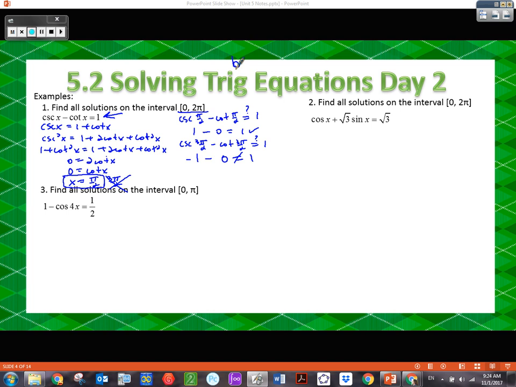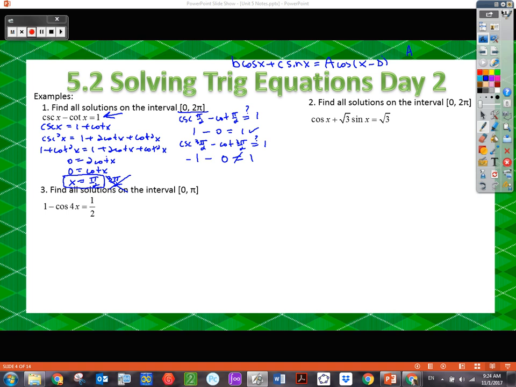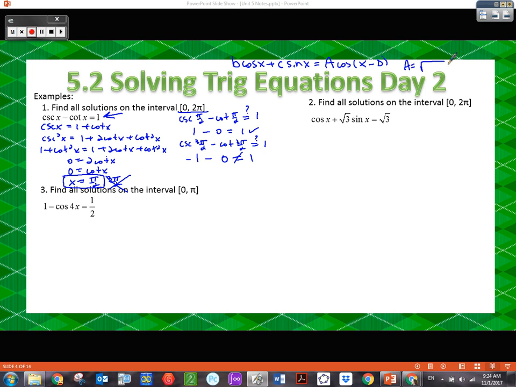Remember, it was b cosine x plus c sine x is equal to a cosine of x minus d, where we found a. Remember this lovely formula? A, remember, was the square root of b squared plus c squared. And d was arctangent of c over b.